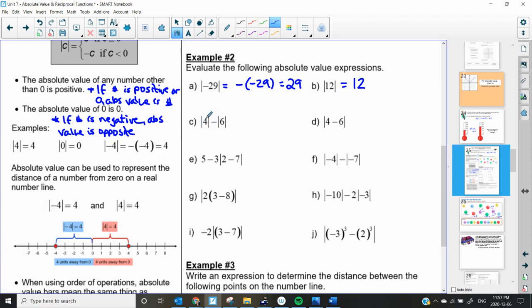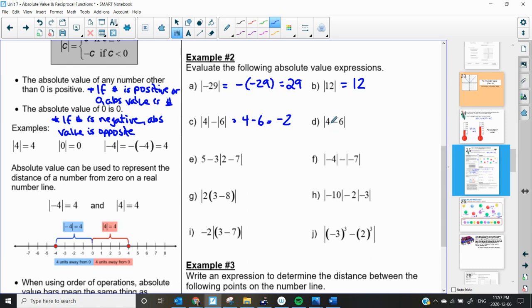If I'm taking the absolute value of 4 minus the absolute value of 6, I need to evaluate each of those individually. So the absolute value of 4 is 4, and the absolute value of 6 is 6. So 4 take away 6 is negative 2. Even though we're working with absolute values, we can still get a negative answer. It's only what's inside that absolute value symbol that gets changed, but after that, it's just regular operations.